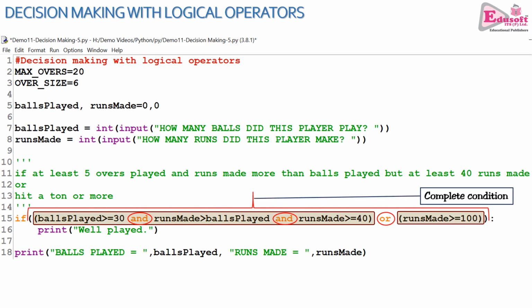You will use brackets to decide the precedence of the operators. The logical operators precedence is first of all the not operator, followed by the AND operator, and least is the OR operator. So not operator, AND operator, and OR operator. This is the sequence of precedence. And you can change this precedence by appropriately placing parentheses or brackets in the condition.